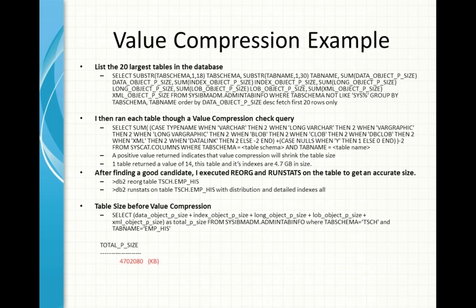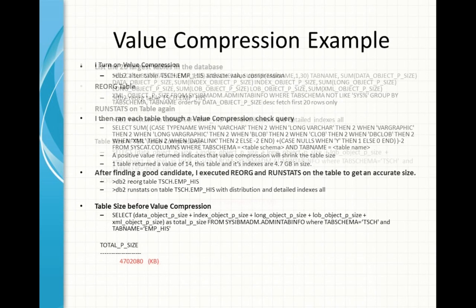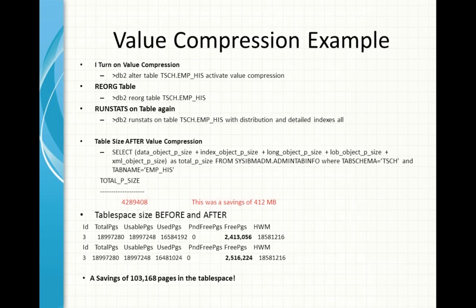I'm going to give you a quick example of how to check your tables on this. So I had a client that wanted to reduce some storage space in tables. We listed out the 20 largest tables in the database with this query. I then ran each table through a value compression check query. And in case you're wondering, this presentation will be available for replay so you guys can get all these queries out of here. But this value compression check query is very useful because it can tell you which tables may be good candidates, because not every table is.